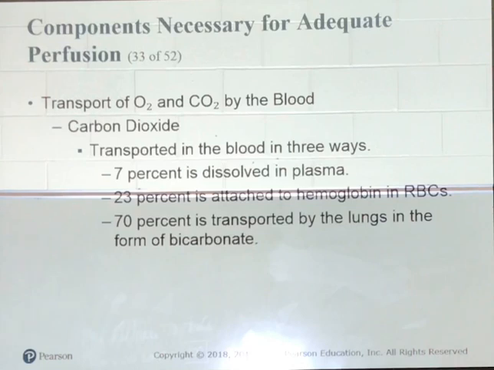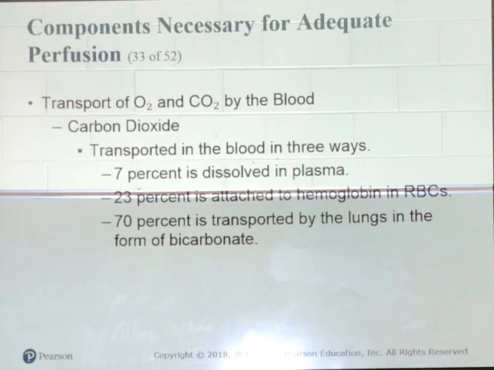Carbon dioxide is transported in the blood in 3 ways. Approximately 7% is dissolved in plasma, 23% is attached to hemoglobin, and 70% is in the form of bicarbonate, or bicarb. The largest amount of carbon dioxide diffuses from the cell into the blood, then into the red blood cell.